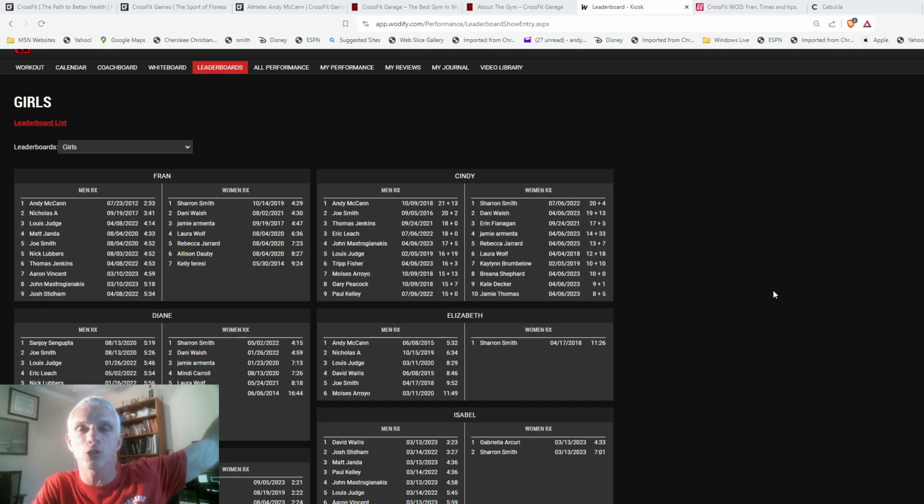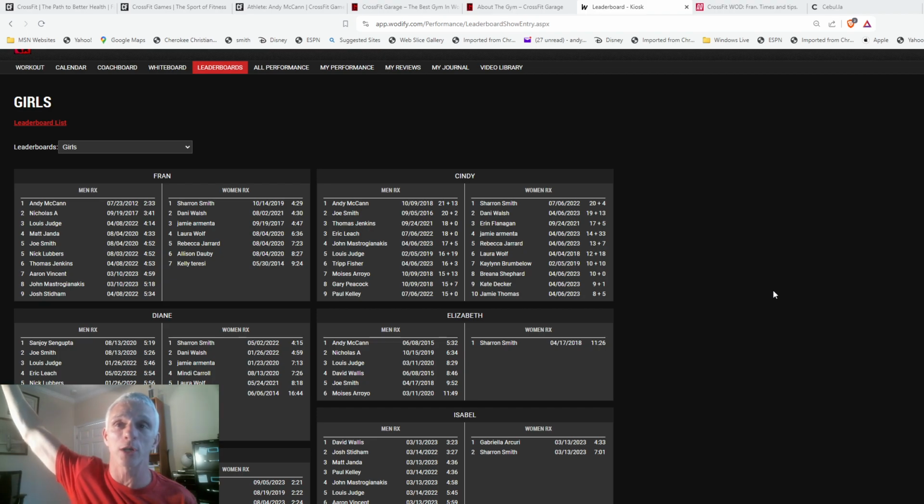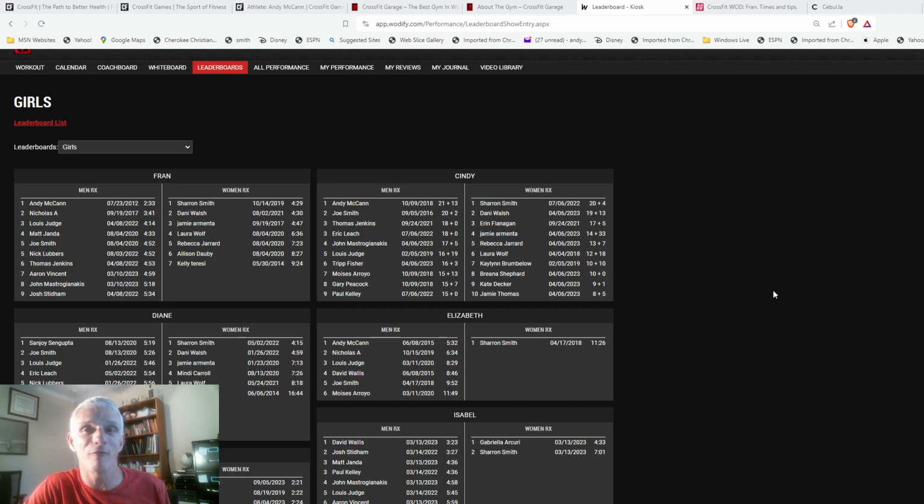This guy moves so dang well. So Josh Stidham has got to 5:34. And legitimately, when he puts his arms all the way up in a thruster, he's probably going 2 feet more. So what is that? 2059 is 45 times two. That's 90 feet of movement that he has to do that I don't have to do. 90 feet.